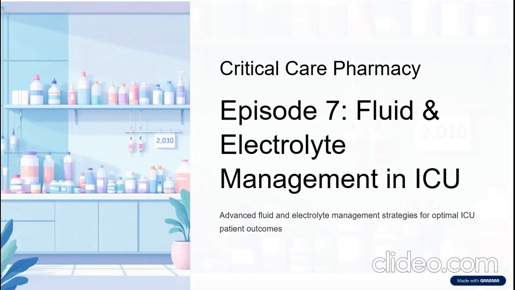Advanced fluid and electrolyte management in the intensive care unit is crucial for patient outcomes. Understanding the nuances of fluid types, such as crystalloids and colloids, and their clinical applications is essential. Mastering these strategies ensures effective resuscitation and supports evidence-based practices in managing sepsis and shock, while maintaining fluid stewardship principles.